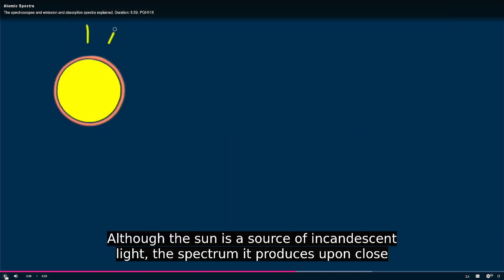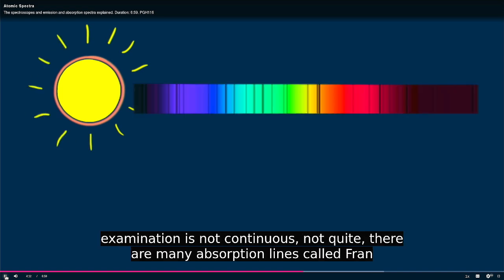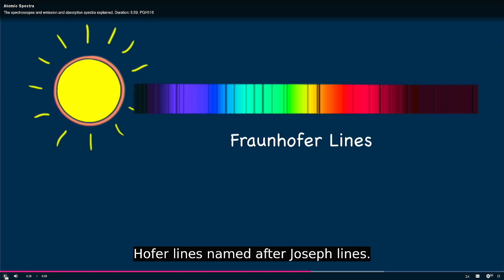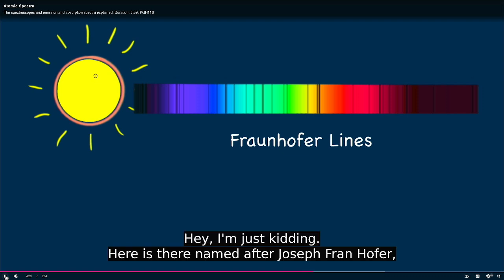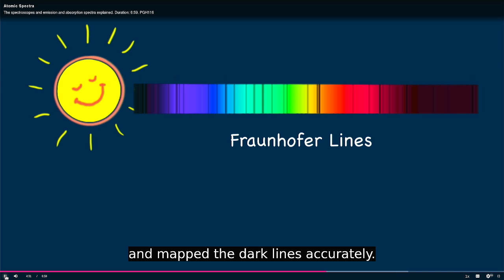Although the sun is a source of incandescent light, the spectrum it produces upon close examination is not continuous. Not quite. There are many absorption lines called Fraunhofer lines, named after Joseph Lines. Hey, I'm just kidding here, as they're named after Joseph Fraunhofer, the Bavarian optician and physicist who invented the spectroscope and first observed and mapped the dark lines accurately.